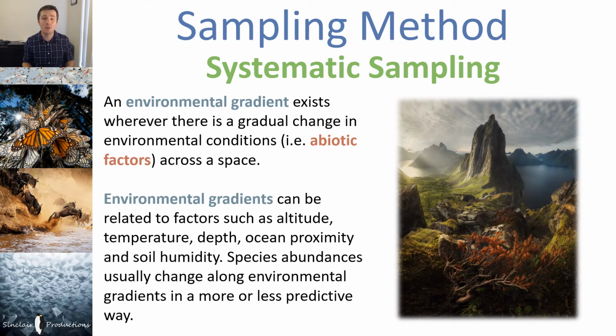So environmental gradients can be related to different things such as altitude, temperature, depth, ocean proximity, and soil humidity, and species abundances will usually change along environmental gradients in a more or less predictive way. And systematic sampling enables you to notice those changes in species abundance better than random sampling if you do have some form of gradient.